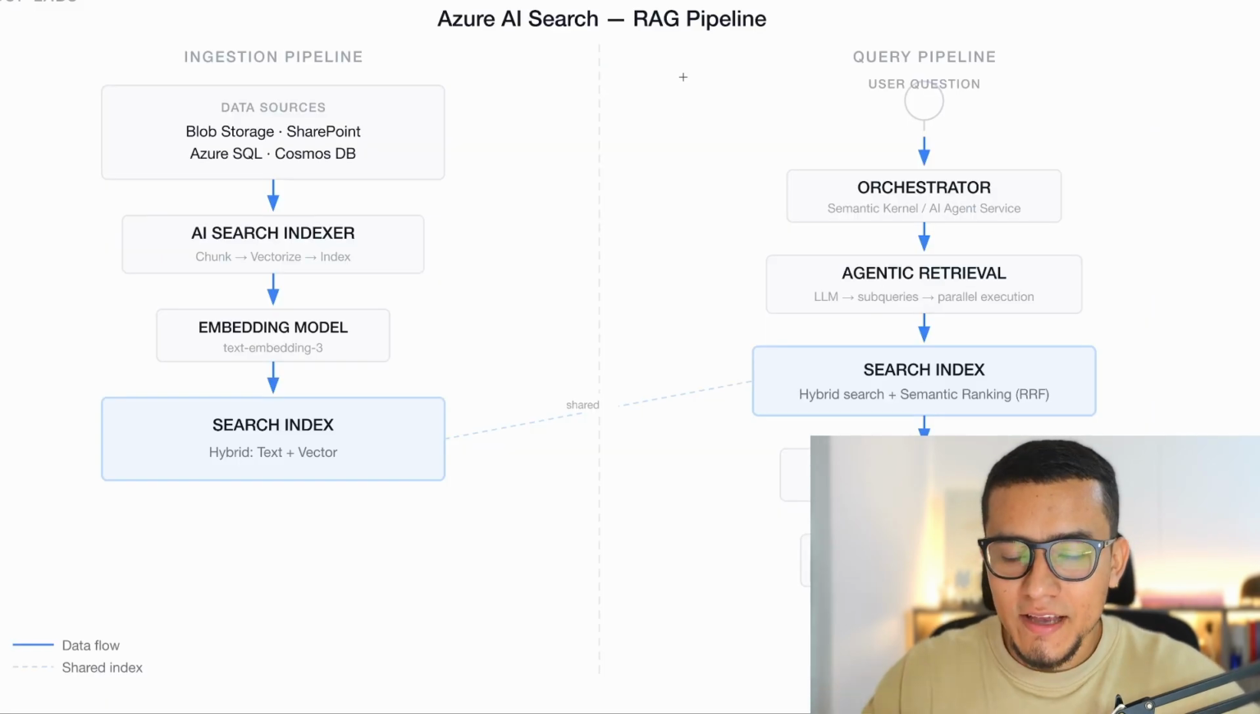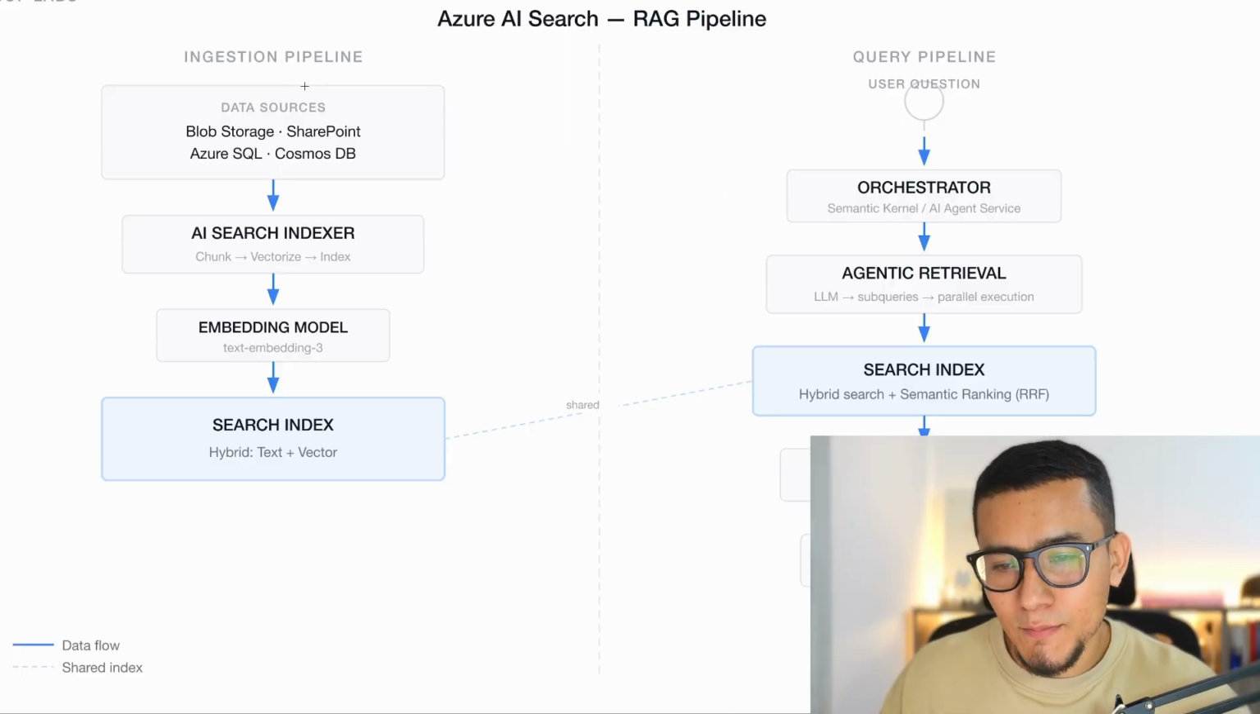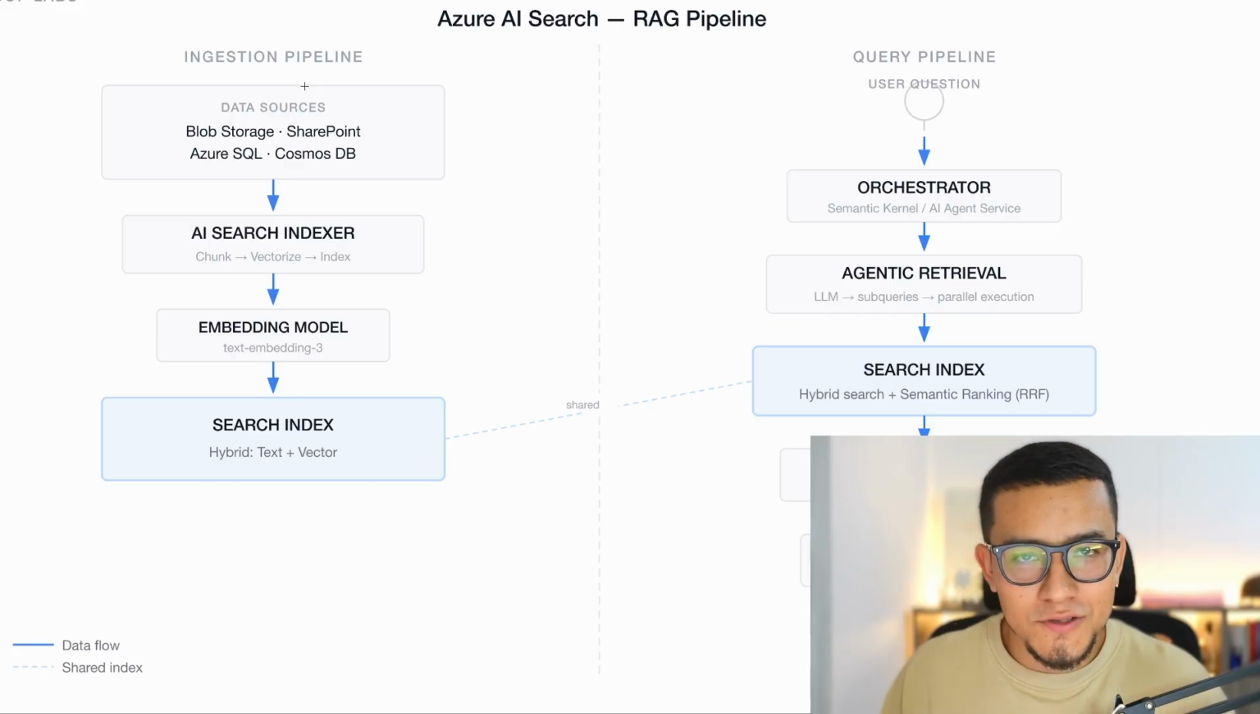The next layer is AI Search, and I think this is the one that most demos skip. A demo sends a request to OpenAI and it expects that the model knows things that it was not trained on.